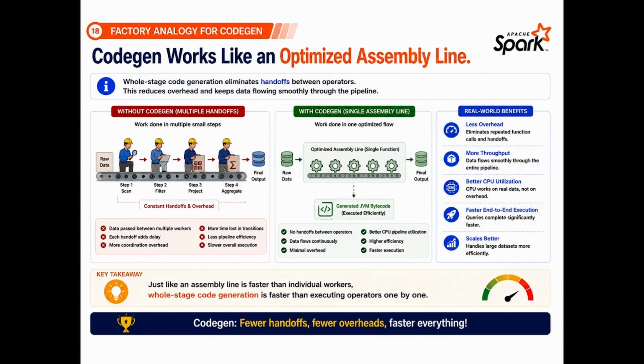Think of a factory. Without optimization, every worker performs one task and passes it to the next, again and again. Each handoff introduces delay. But imagine one optimized assembly line. Everything flows continuously. Less handoff, less waiting, faster output. That's exactly what whole-stage Codegen achieves.